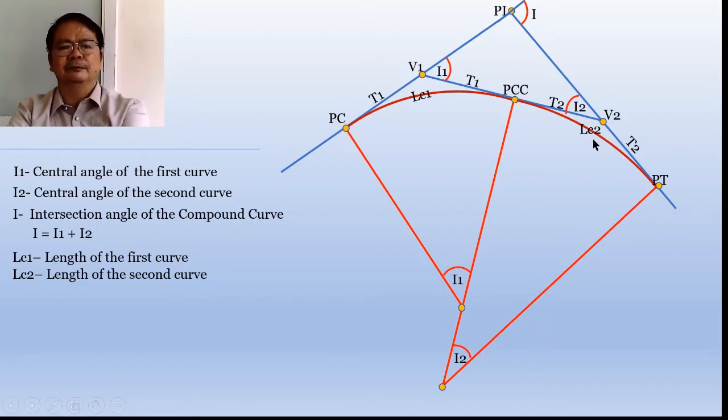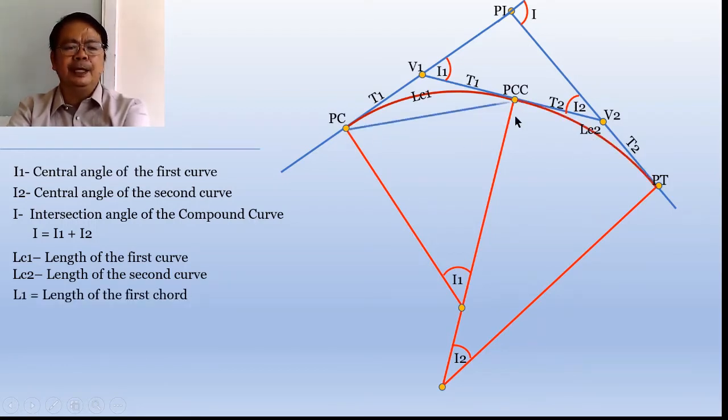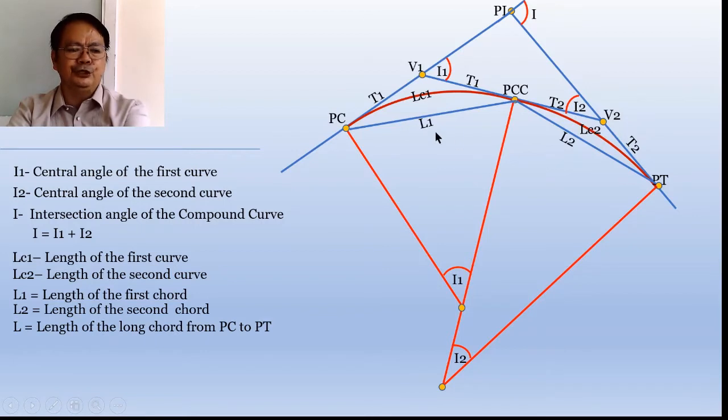That is the length of the second curve. The line that joins PC and PCC shall be called as the length of the first chord. That's given as L sub 1. While the line joining PCC and PT shall be called as the length of the second chord, that is L sub 2. And the line joining PC and PT is called as the length of the long chord, that joins PC and PT. We call this as L.